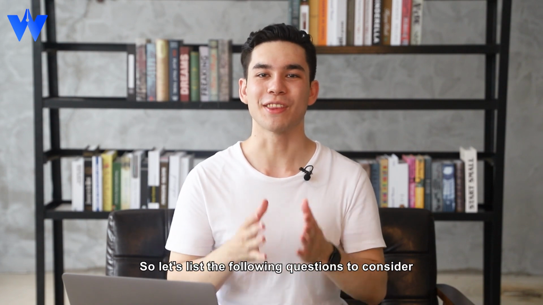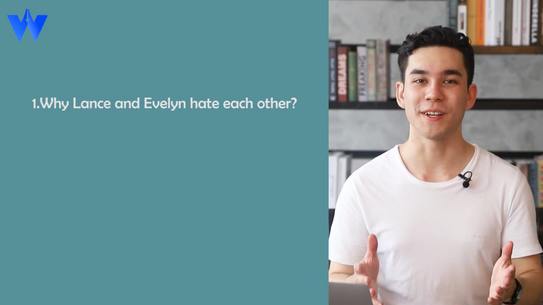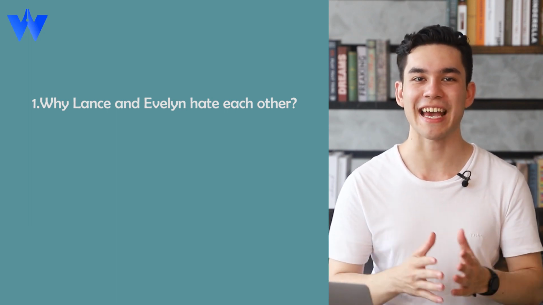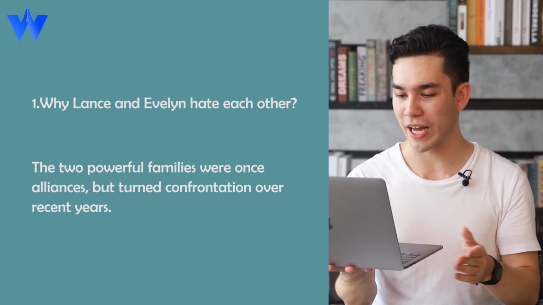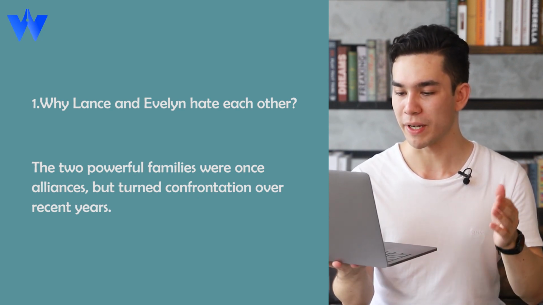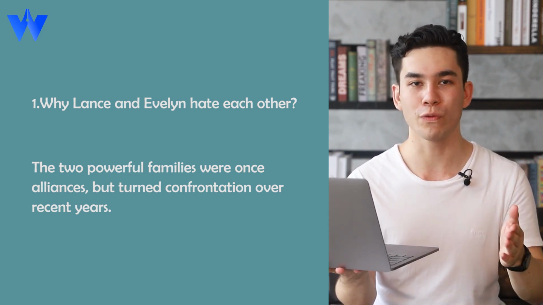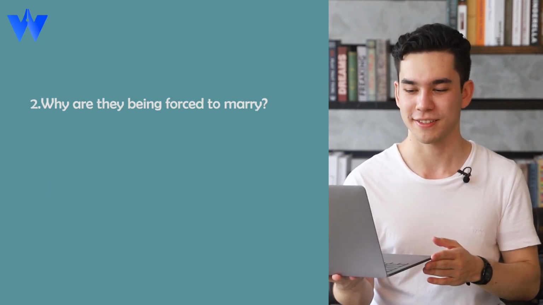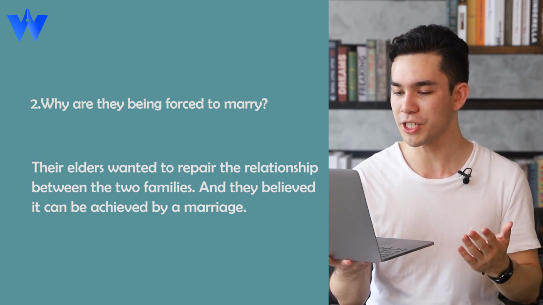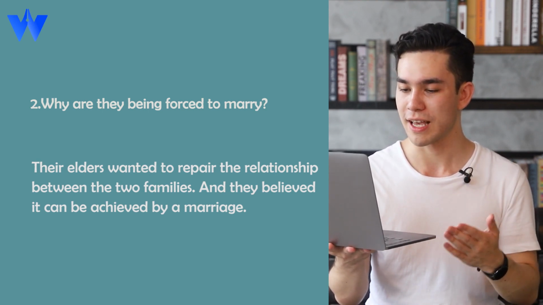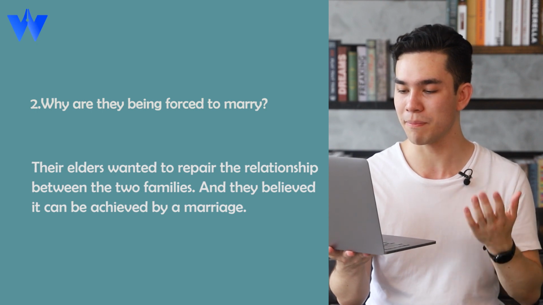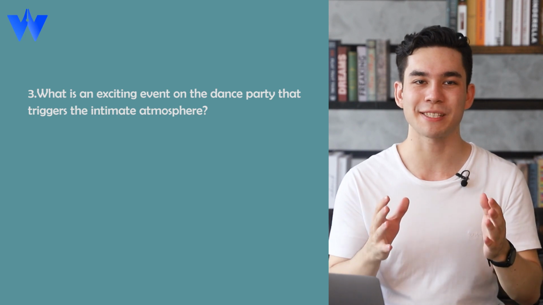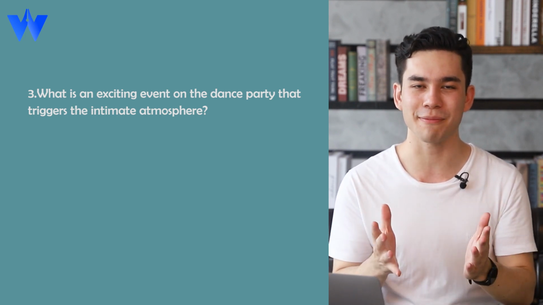So let's list the following questions to consider. 1. Why do Lance and Evelyn hate each other? And here is Catherine's answer. The 2 powerful families were once alliances, but turned to confrontation over recent years. 2. Why are they being forced to marry? Their elders wanted to repair the relationship between the 2 families, and they believed it could be achieved by a marriage. Number 3. What is an exciting event at the dance party that triggers the intimate atmosphere?